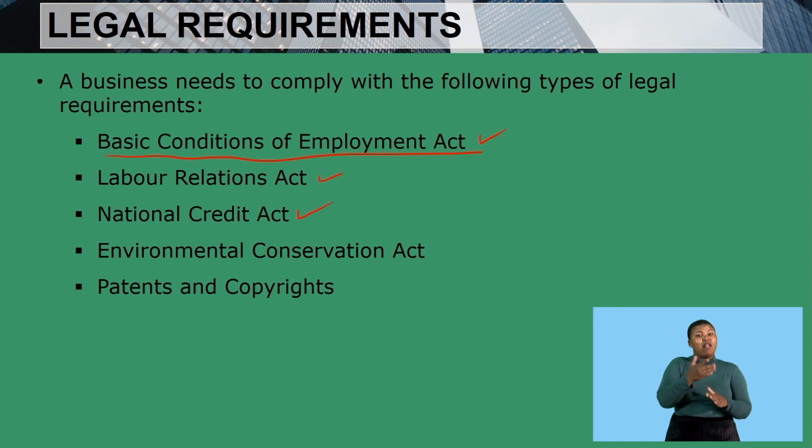Then we've got our National Credit Act. We've got the Environmental Conservation Act. We've got the Patents and the Copyright. So these are all the legal requirements that as a business we should comply with, because if we are not compliant with this, then there are penalties, and we don't want such penalties for our business.